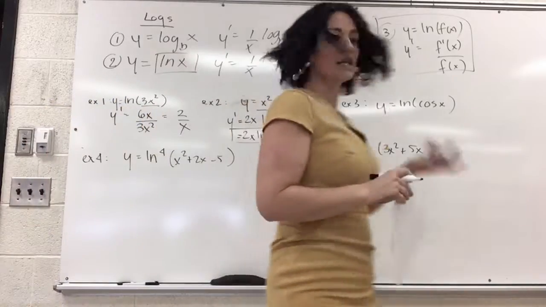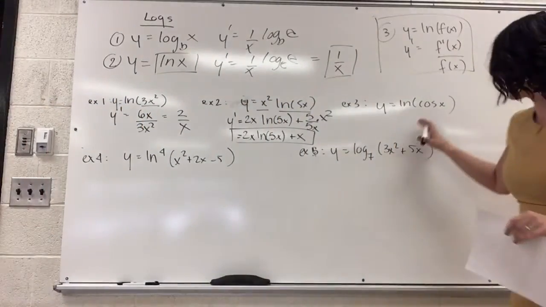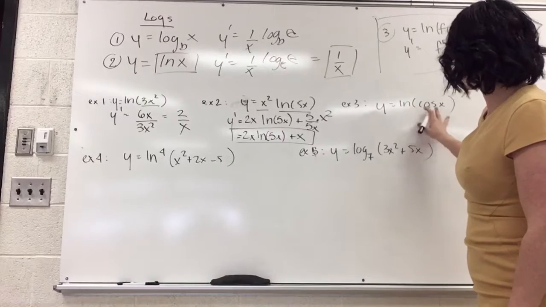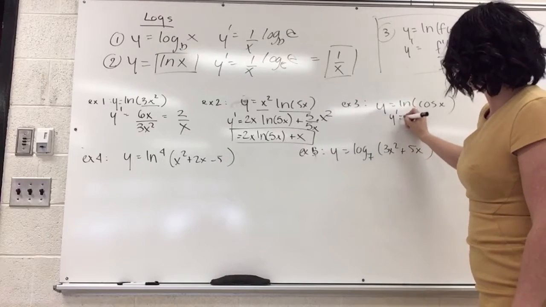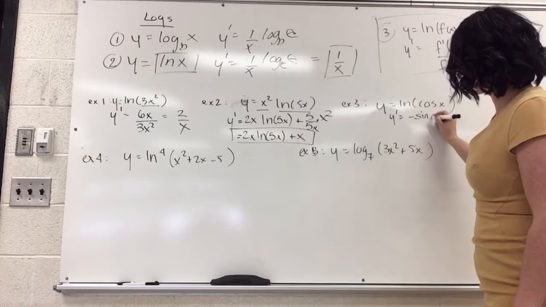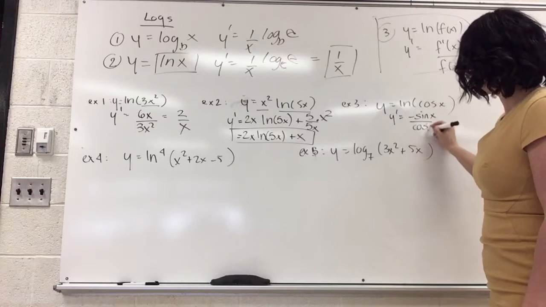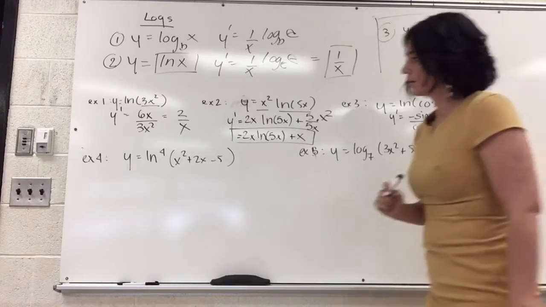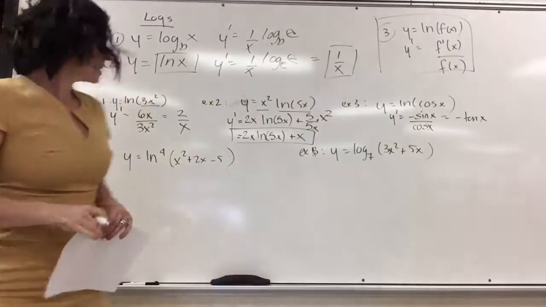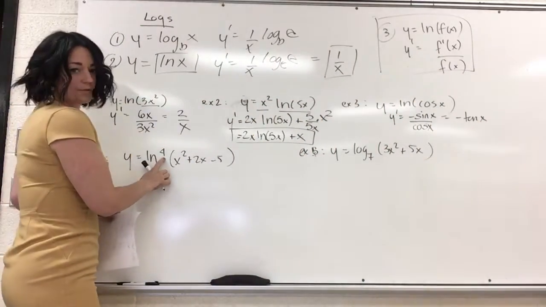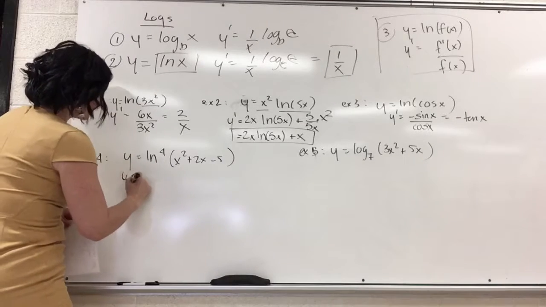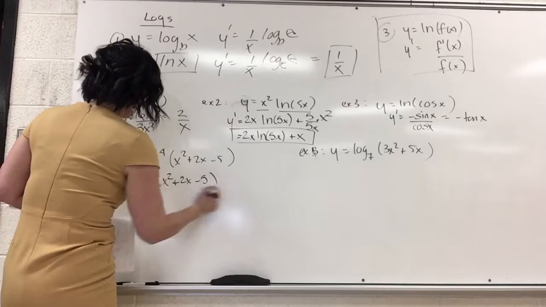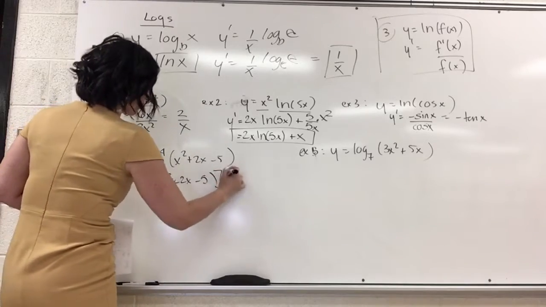And then here we have a trig function involved, but we shouldn't panic. We just do it the same way. This is a natural log that happens to have a trig function inside. So the derivative of cos is negative sine, over the original, which is cos, and minus sine over cos is the same thing as negative tan x. Okay? This next one is kind of a notation thing. This little 4 right here is actually the same thing as saying this, all to the power of 4.